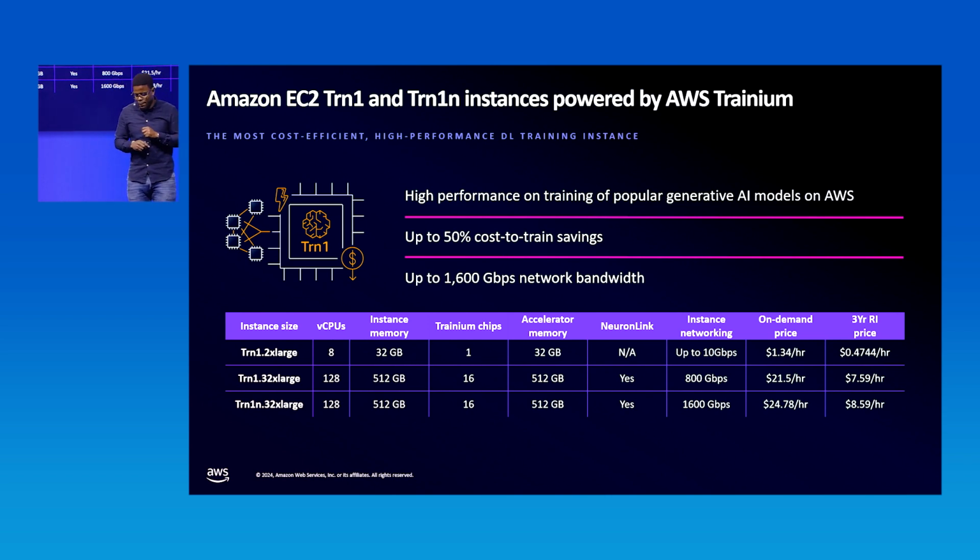We offer these instances in 3 configurations: the entry-level trn1.2xlarge with 1 Trainium chip for your smaller models, and the enhanced trn1.32xlarge with 16 Trainium chips and up to 800 gigabits of network bandwidth for distributed training. And we have the enhanced networking variant, the trn1n.32xlarge with up to 1600 gigabits of network bandwidth for more efficient distributed training. The various instance options enable you to scale out your compute resources to meet the specific demands of your training and fine-tuning workloads.